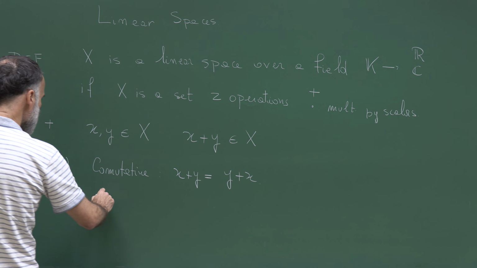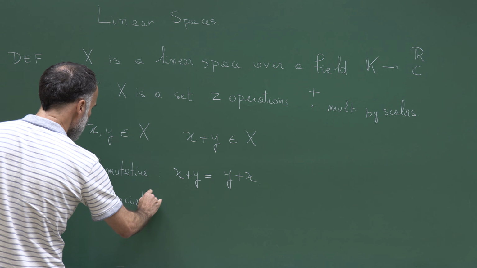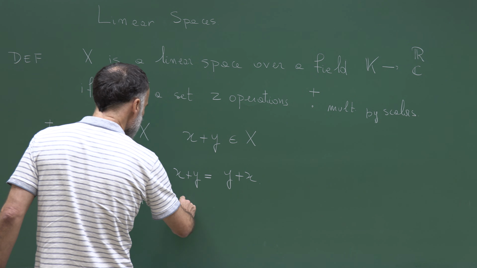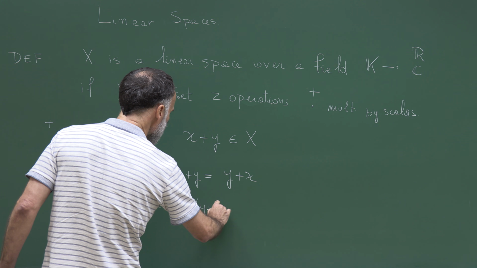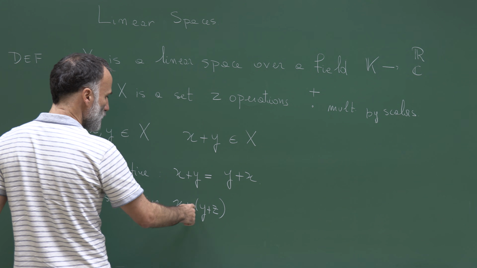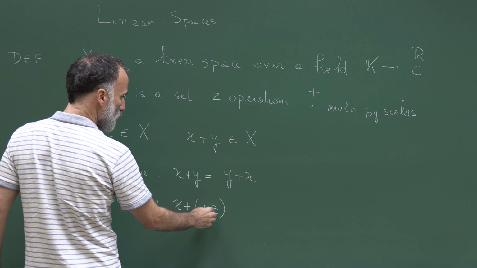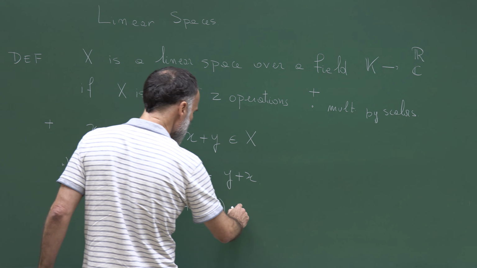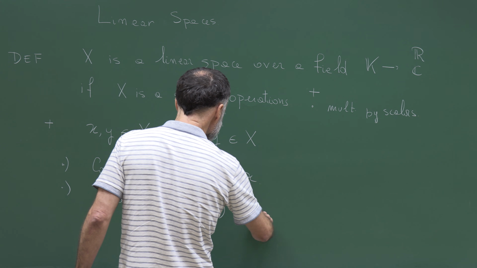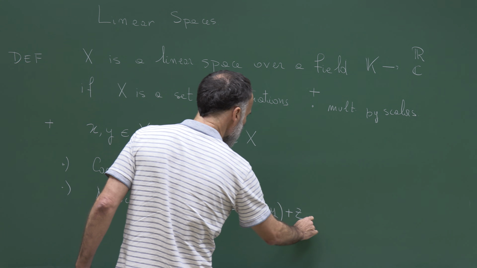And it's also associative, in the sense that if you take x plus y plus z, which means that you consider 3 points in X, x, y, and z. You first add y to z, and then you take this new element and you add it to x. This is the same thing as adding first x and y, and then add the result to z.